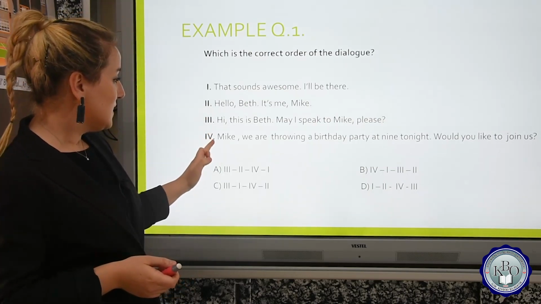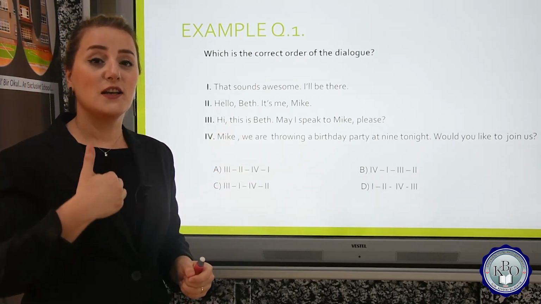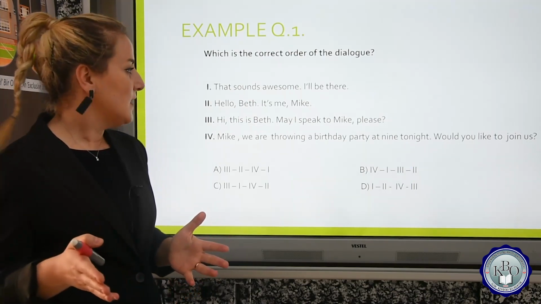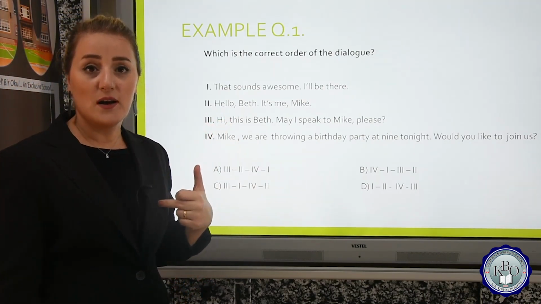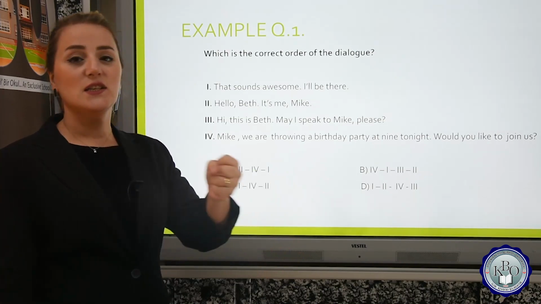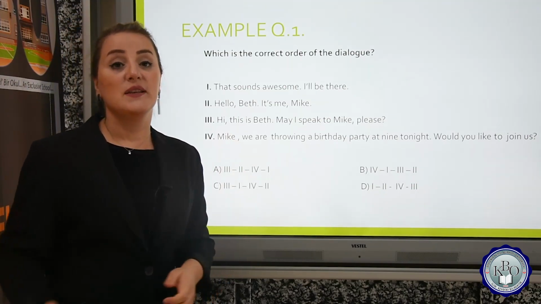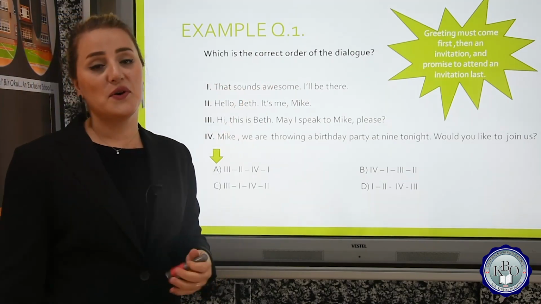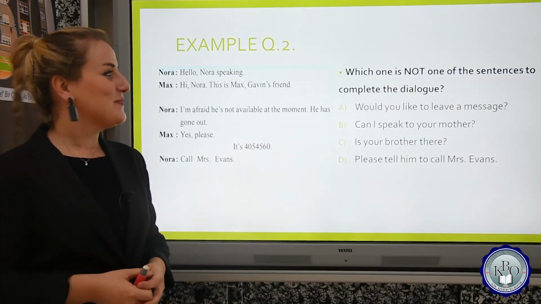And among these sentences, I'm looking for, yeah, hi, this is Beth. May I speak to Mike, please? I introduce myself and just told that I want to talk to Mike here. So, hi, this is Beth. May I speak to Mike, please? Hello, Beth. It's me, Mike. So, Mike, we are throwing a birthday party at 9 tonight. Would you like to join us? The next one. And the final sentence, that sounds awesome. I'll be there. So, the answer is A. And again, greeting must come first. Okay, let's move on with another example here.